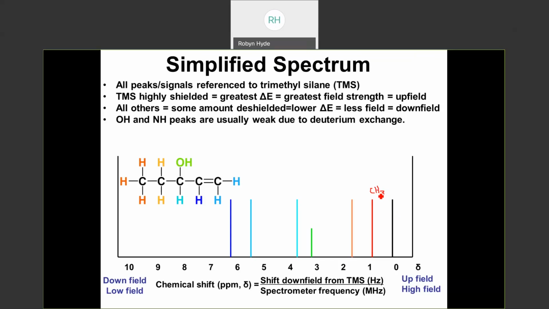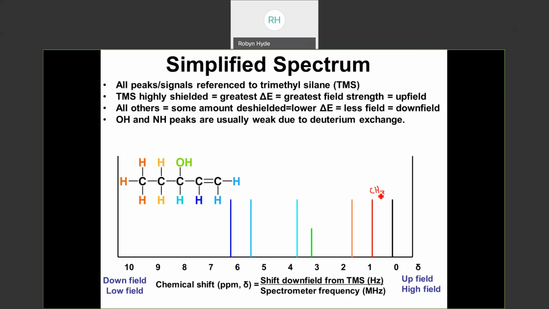So for all of our NHs, OHs, CHs, around 3,000. All of our double bonds for IR around 2,200. Our triple bonds are around 2,200. Double bonds are around 1,600. So we're going to think of approximations for NMR as well.